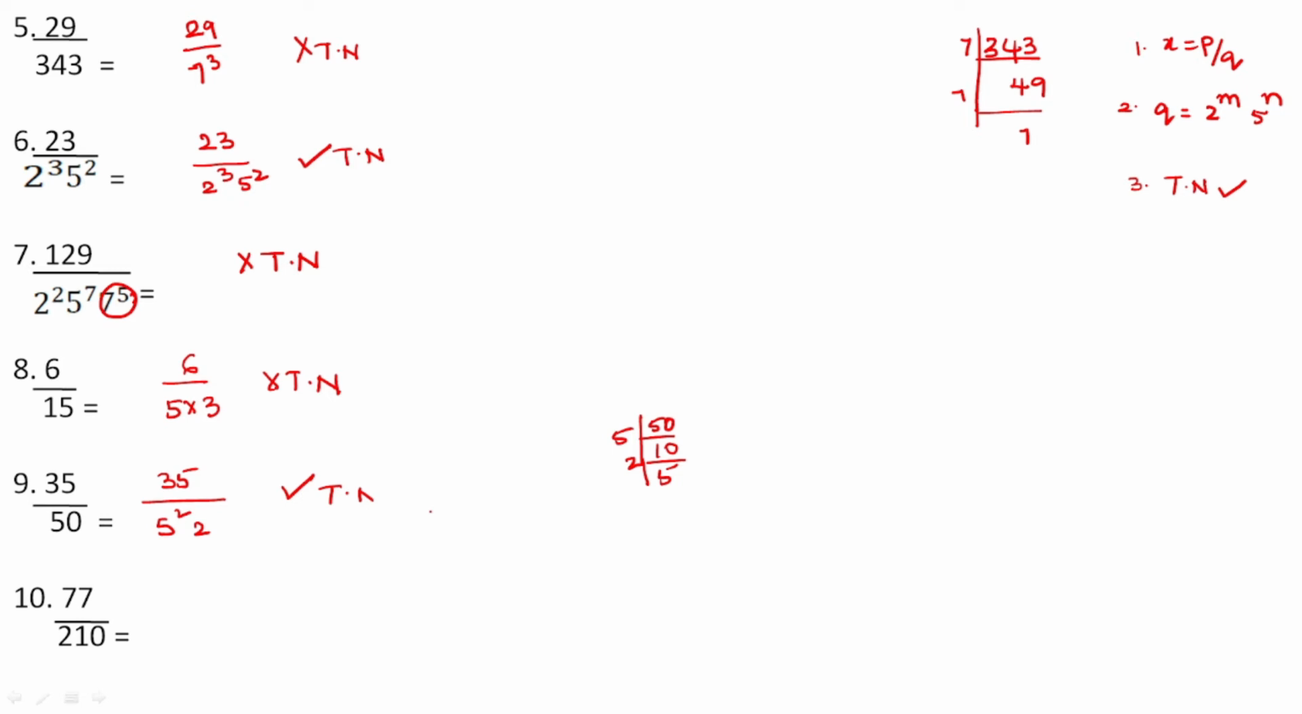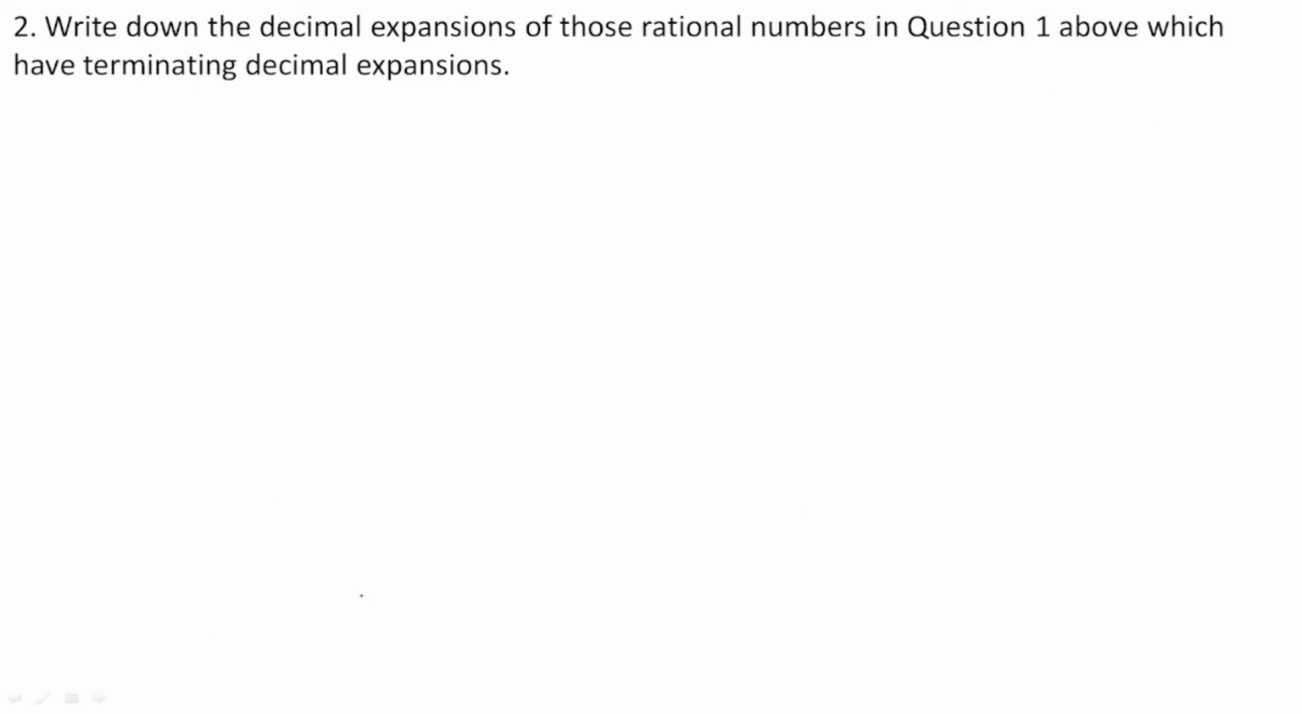17 upon 210. If we find the prime factorization of 210, 5 times 42 is 210, 5 times 2 is 10, and 7 times 6 is 42, 2 times 3 is 6. So this is the prime factorization of it, as it is having factors other than 2 and 5, this is not a terminating decimal number. So all the questions of the first topic are solved. Let's move on to the next.